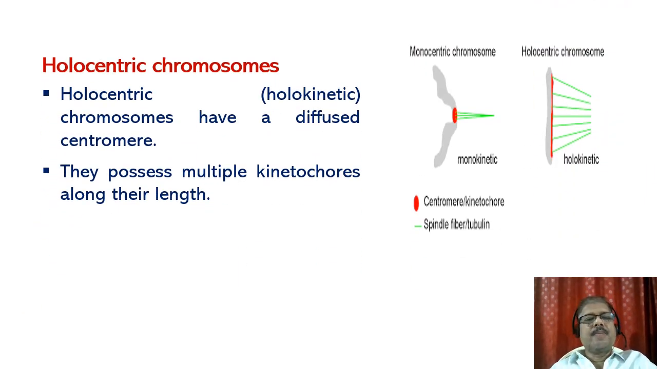Holocentric chromosomes. Holocentric or holokinetic chromosomes have a diffused kinetochore, making these chromosomes able to bind to the microtubules along their entire length. They possess multiple kinetochores all along the length, rather than a single centromere, atypical of other chromosomes.